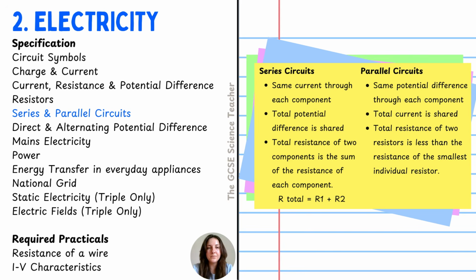the second component. In a parallel circuit, the potential difference is the same through each component, whereas the current is shared, and that is the total current. Total resistance of two resistors is less than the resistance of the smallest individual resistor.